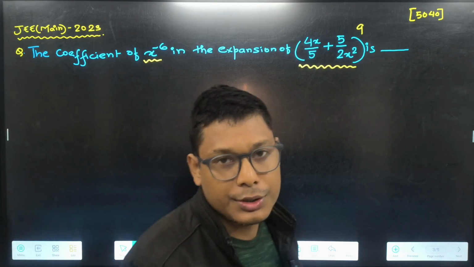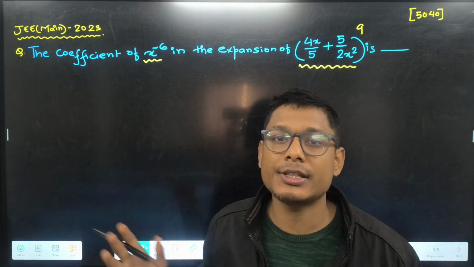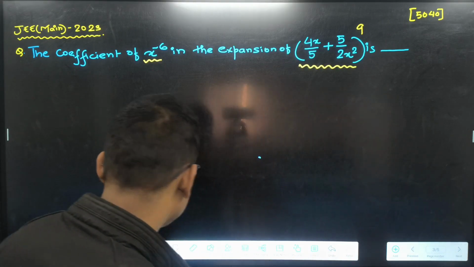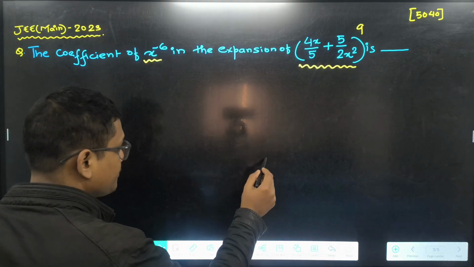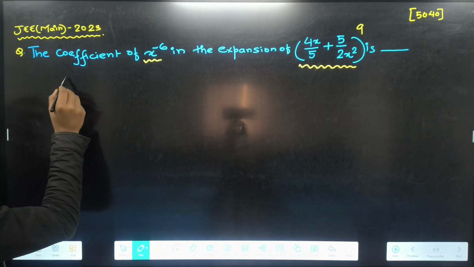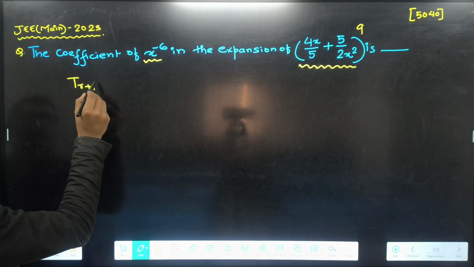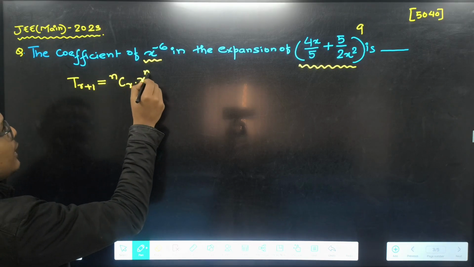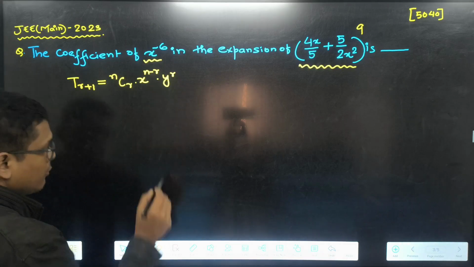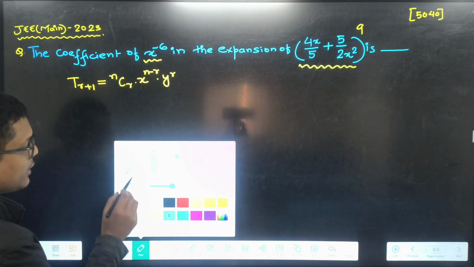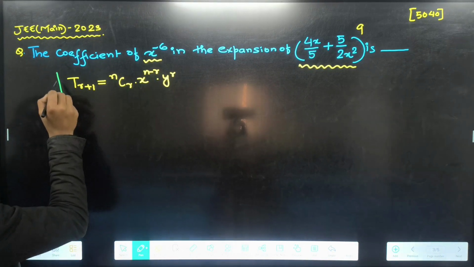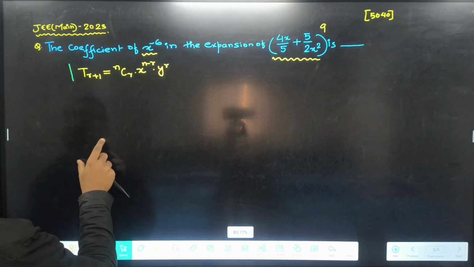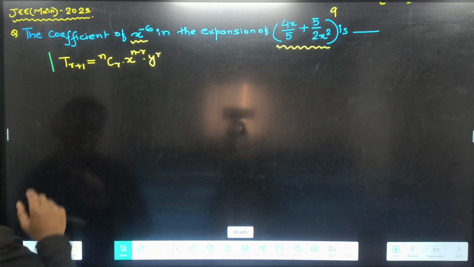For solving this question, we will use the concept that we have seen just now, that is the general term of binomial expansion. So what is the general term of binomial expansion? The general term of binomial expansion is T(r+1) equals nCr into x to the power n minus r into y to the power r. So this is our general term for binomial expansion. We will use this formula to find the solution of this question.